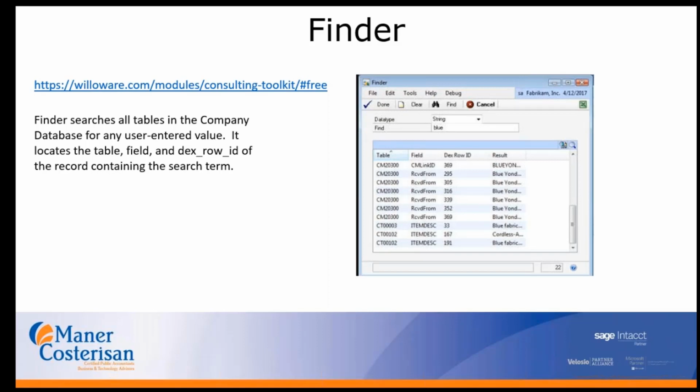But this finder allows you to look for an item, and it will look at all the tables that it could be related to, manufacturing or inventory or banking, anything that has that, as you can see here, blue type of description that it's looking for.